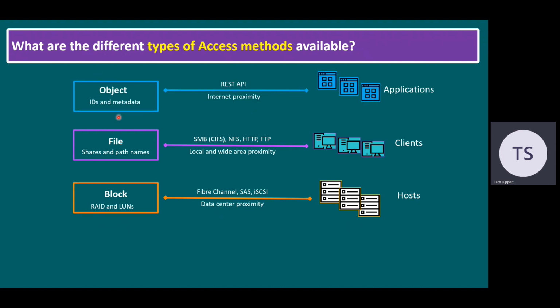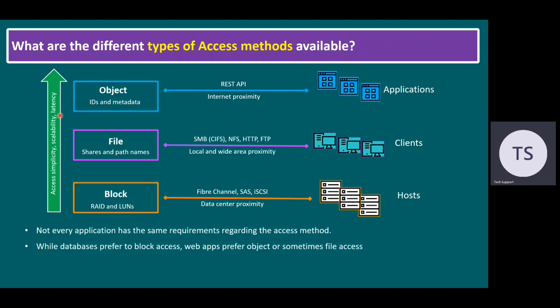Okay, and another mechanism is object storage. Object storage we can mainly access through IDs and metadata, and it is accessible through REST API and internet proximity. All the applications, for example container applications, have direct accessibility to the object storage via REST APIs. In some scenarios it may vary, and this also provides access simplicity, and you are able to scale based on the customer's needs. We can always scale up and scale down, and it provides minimal latency.